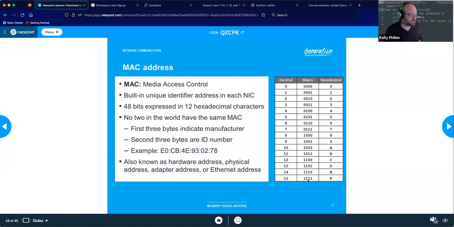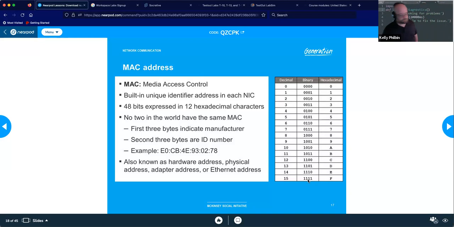In theory, no two NIC cards in the world have the same MAC address. I say in theory because it is actually relatively easy to spoof a MAC address or pretend to have the same MAC address as somebody else. We'll talk about that here in a moment.